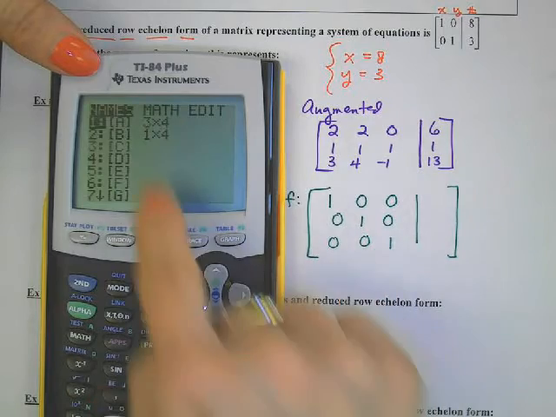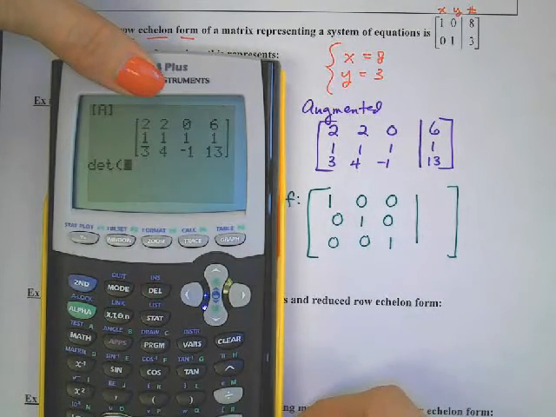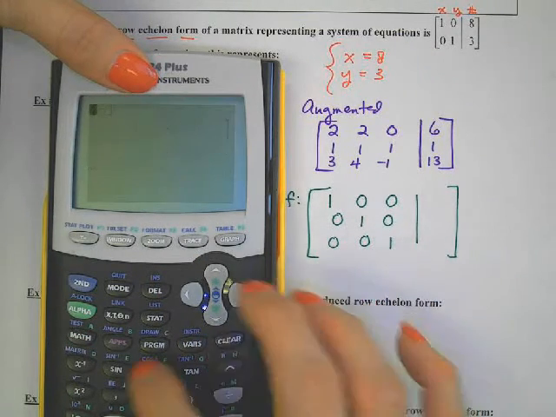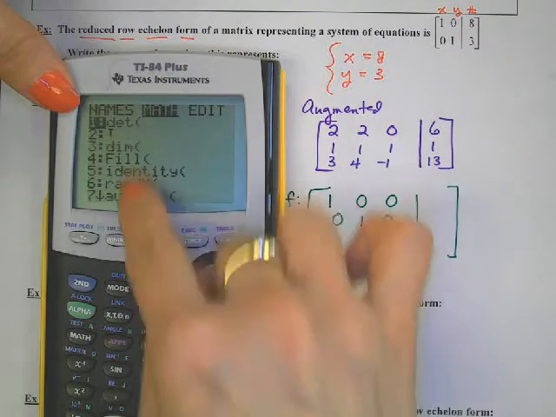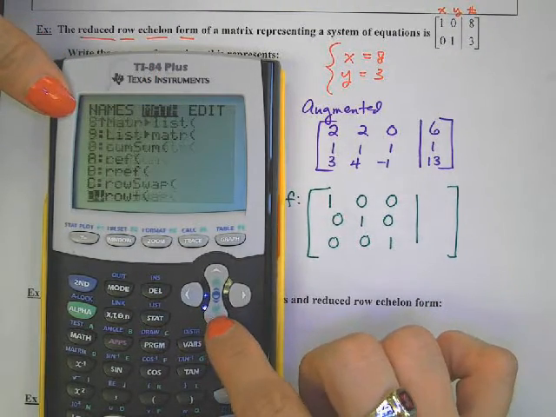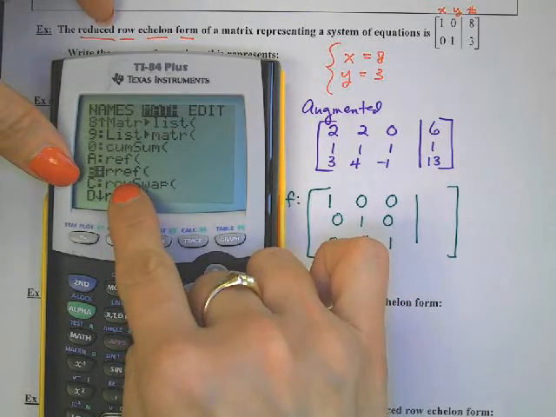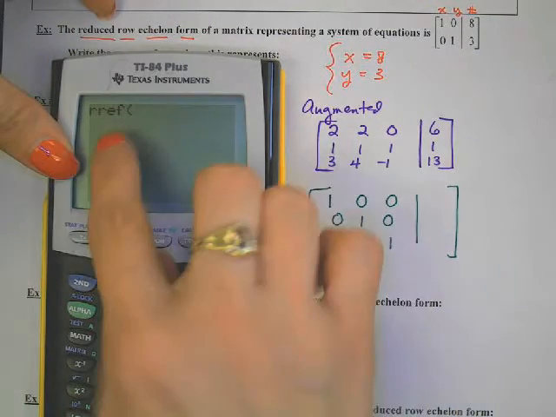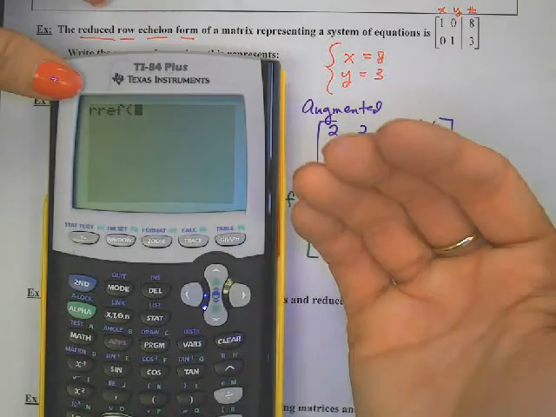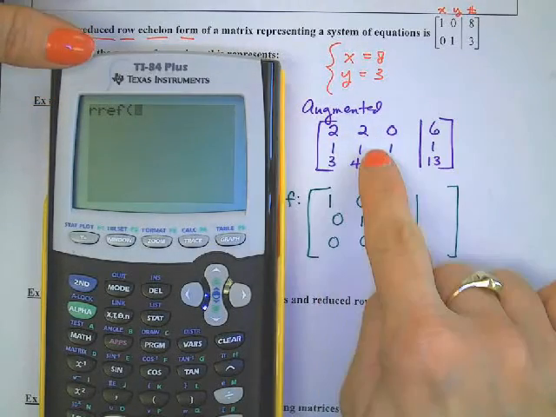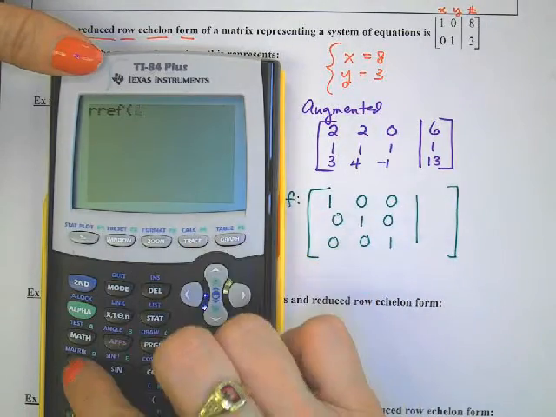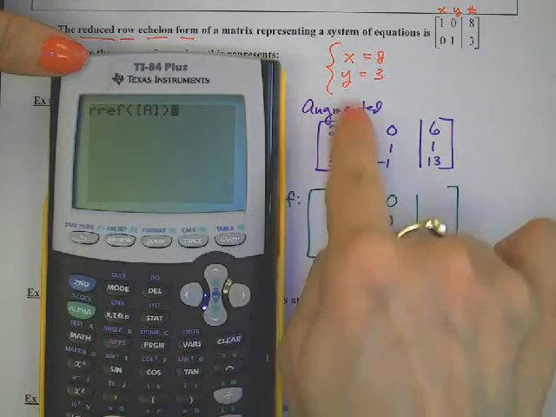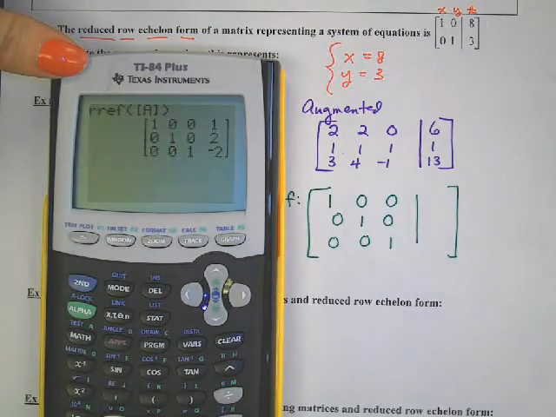So we're going to go back into matrix, but this time we're going to go into math. Go into matrix, go into math, and we're going to go down, down, down until you find reduced row echelon form. My command is a B command. It might be the same for you. We have to do that on your augmented matrix, which you called A. So you go back into the matrix, and you grab the name A. So we're going to do reduced row echelon form of matrix A, and then you hit enter.